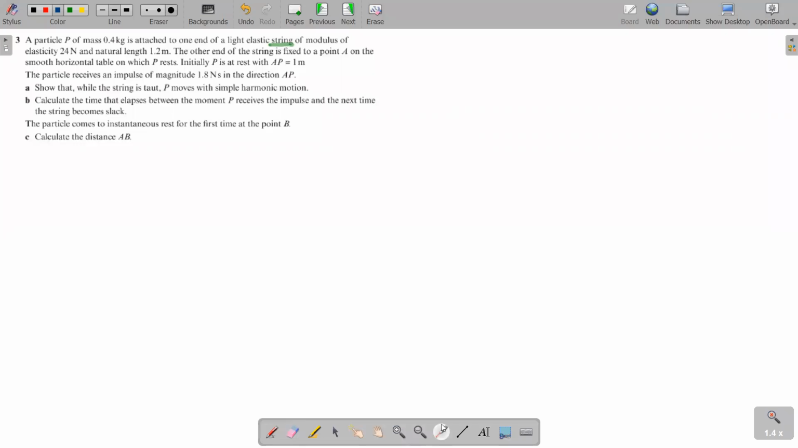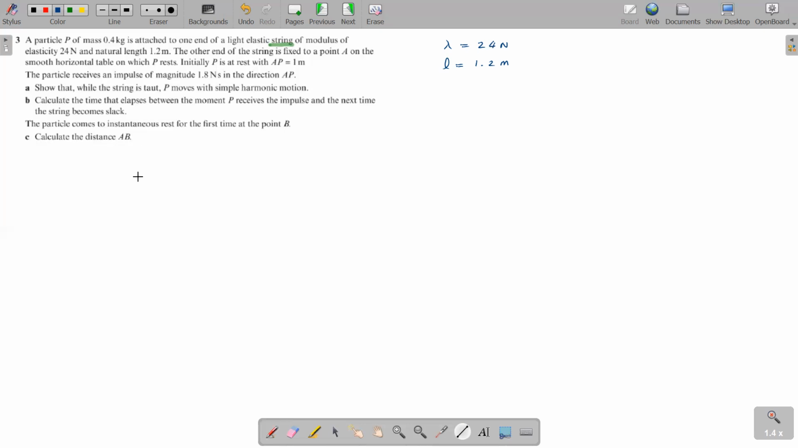Okay, so next I'll move to question number 3. They say a particle P of mass 0.4 kilogram is attached to one end of a light elastic string of modulus of elasticity 24 newtons. So lambda is 24 newtons. Natural length is 1.2 meters. The other end of the string is fixed to a point A on the smooth horizontal table on which P rests. Initially, P is at rest with AP 1 meter.